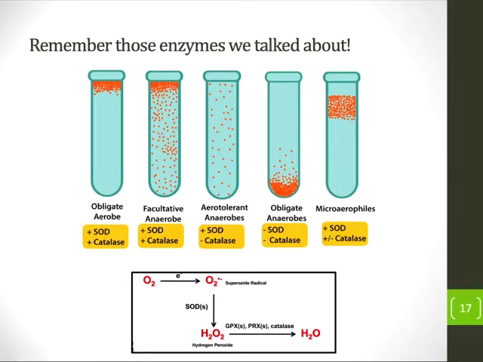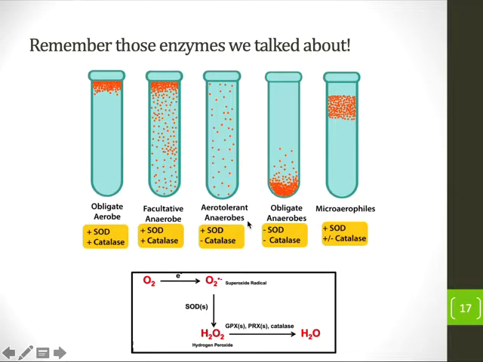So remember, these are the enzymes that you need to pay attention to, and the organisms that produce them as well. So that's an important slide. You have obligate aerobes. They need superoxide dismutase. They have to deal with oxygen. And then they also have catalase that would have to convert the hydrogen peroxide into a more tolerable form, which is water and oxygen. It's the same for facultative anaerobes. They have SOD and catalase.